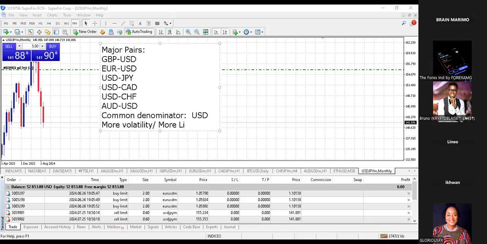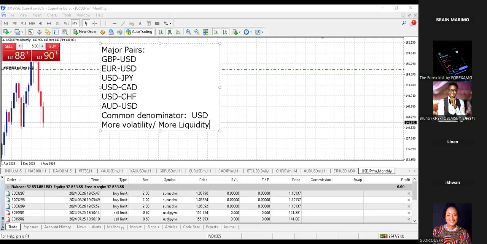More liquidity, if I can put it that way. We enjoy much more action out of these. They're not slow moving, right? So a lot of money moves between these economies.